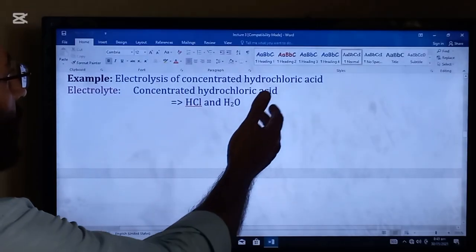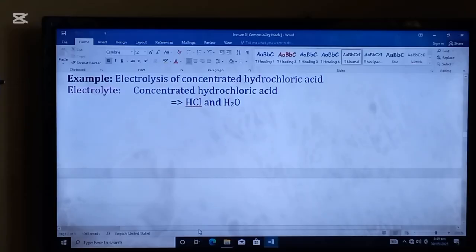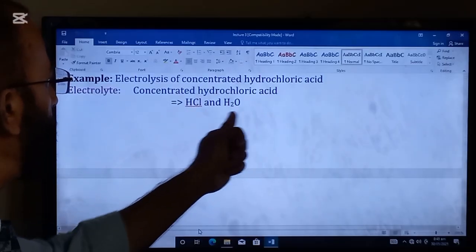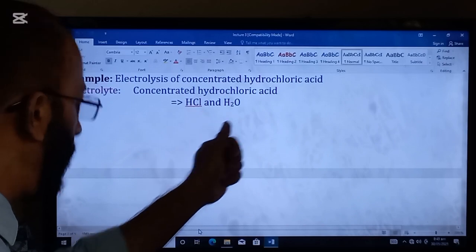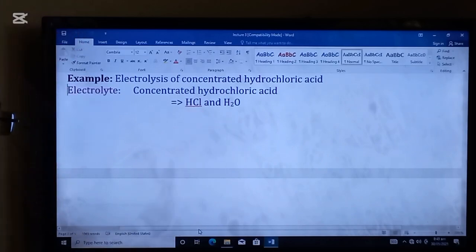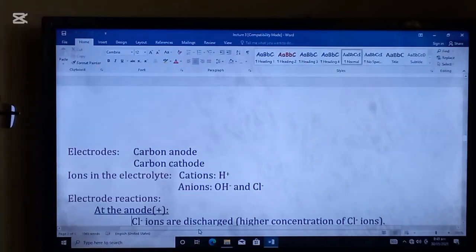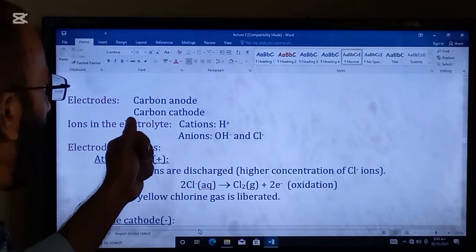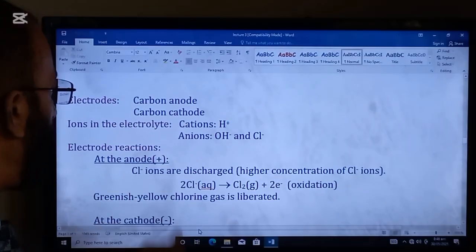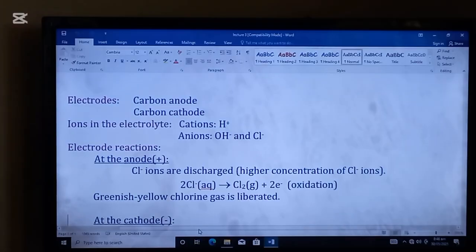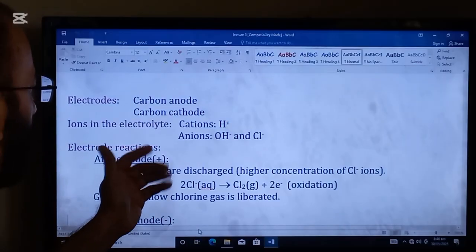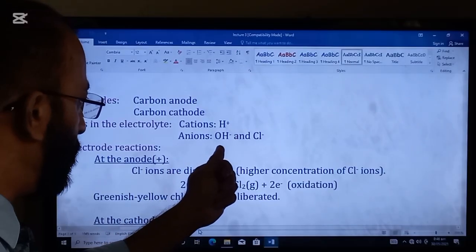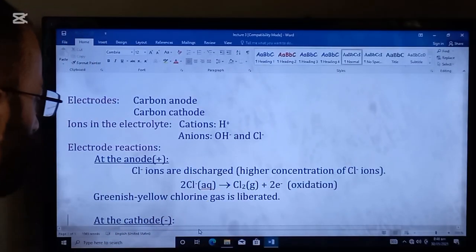Electrolysis of concentrated hydrochloric acid. The electrolyte is concentrated hydrochloric acid, that is HCl and H2O. Electrodes present in this process are carbon anode and carbon cathode. Ions present in the electrolyte are H plus, and the anions are OH negative and Cl negative.